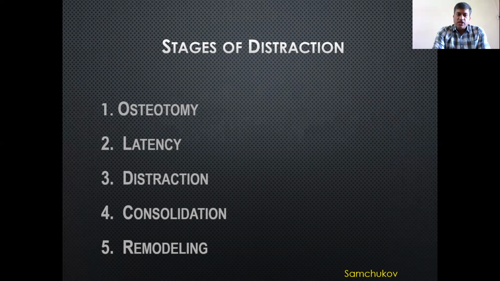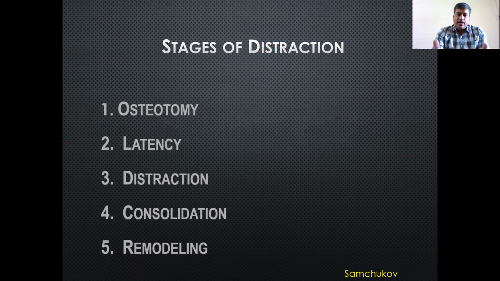The third stage is the stage of distraction. Now, after the granulation tissue is formed and primary callus begins to form between the osteotomized bone segments, the segments are gradually activated and they are separated from each other. Now, this is achieved by activation of the distraction device. The distraction is carried out typically at the rate of 1 millimeter per day. Now, this 1 millimeter per day can be split into half a millimeter 2 times a day, or it can be split into 0.25 millimeters 4 times a day.